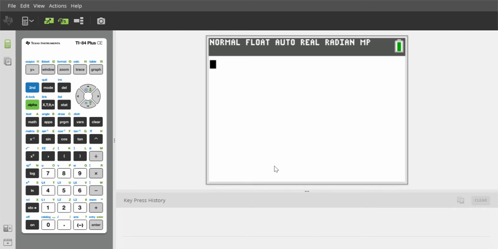Hey everybody, this is continuing our solving quadratic equations, and we're going to use our graphing calculator and be able to find zeros within our table, and to also be able to find zeros by graphing. So let's go ahead and get started.